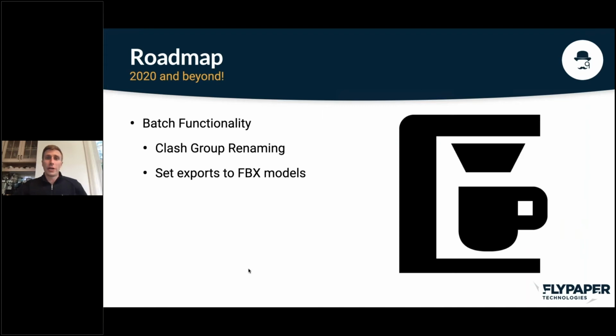So we'll start with batch functionality. These are both things that have been requested by customers. A lot of what dictates our roadmap are things that our customers have come to us and asked if we could do or implement within Navisworks or make better within our features. The first of the two pieces of batch functionality is batch clash group renaming.